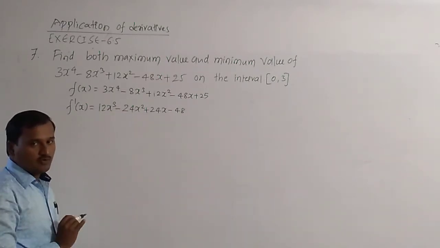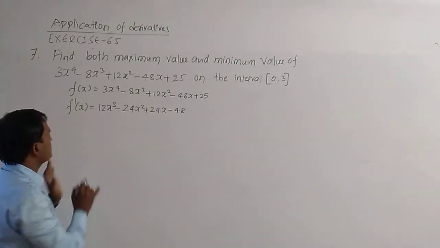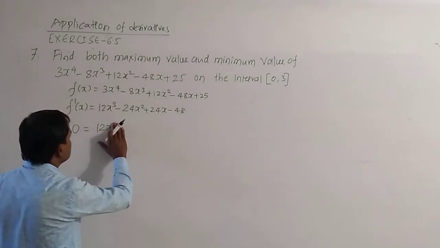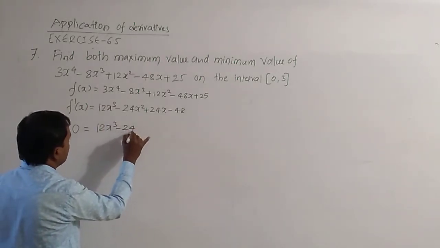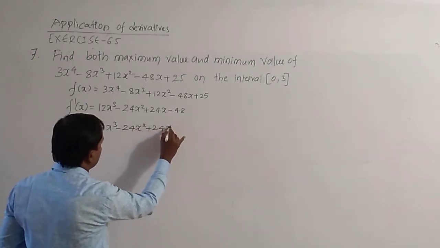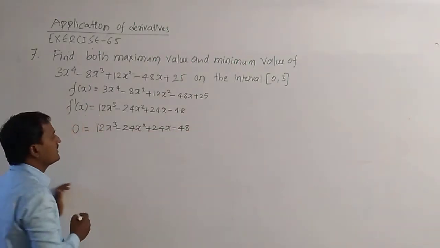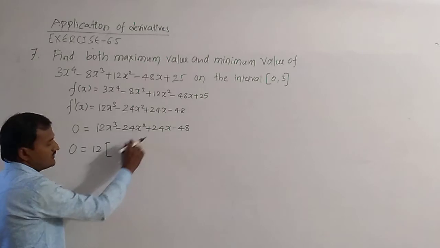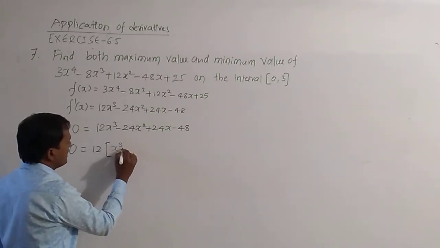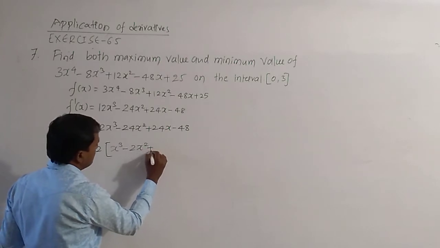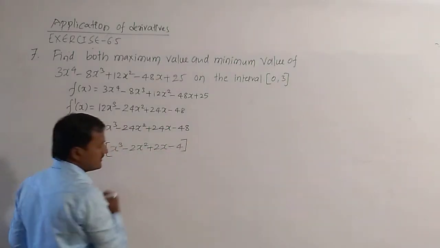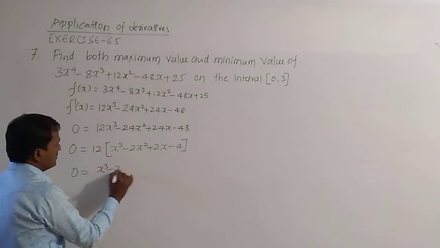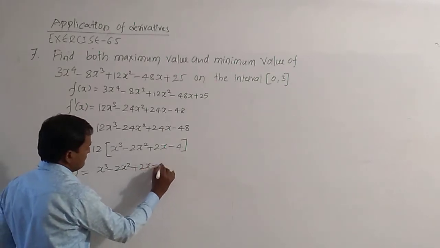Now to get the critical points, again I should substitute f dash of x equal to 0. So 0 is equal to 12x cube minus 24x square plus 24x minus 48. Again here I should take 12 outside of each term. So here it is x cube minus 2x square plus 2x minus 4. Take this 12 to this side. So here we get x cube minus 2x square plus 2x minus 4.